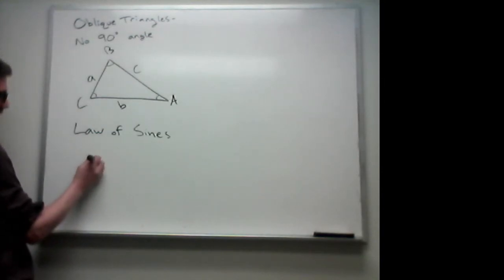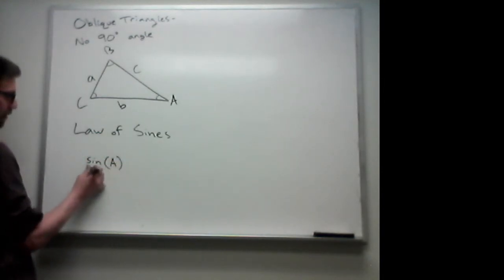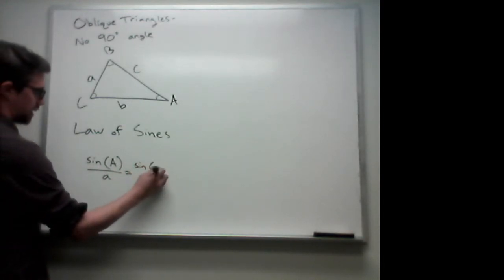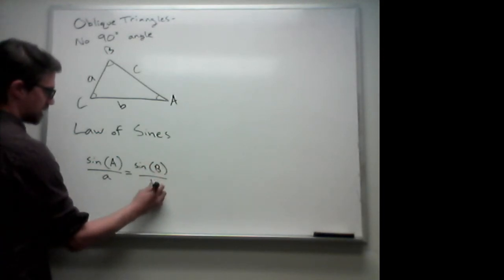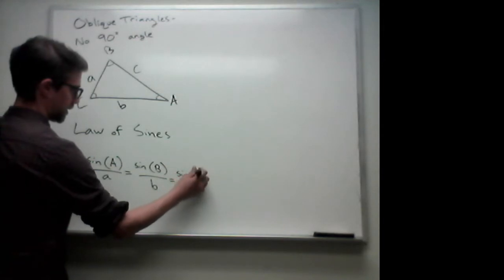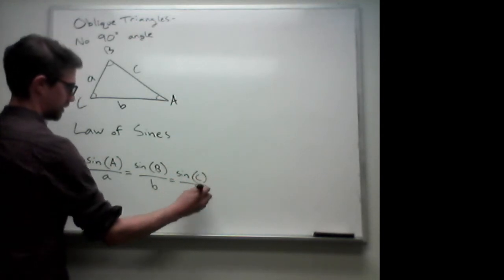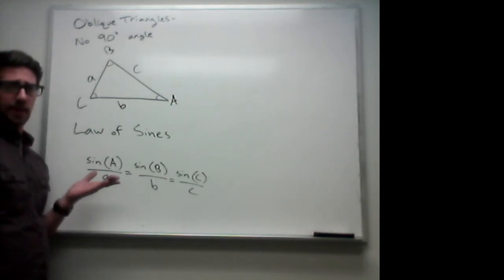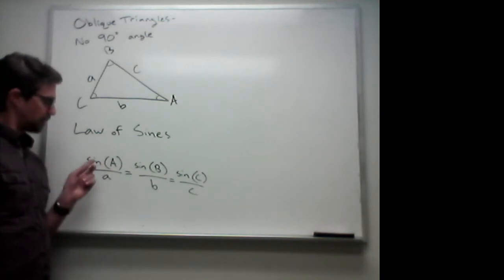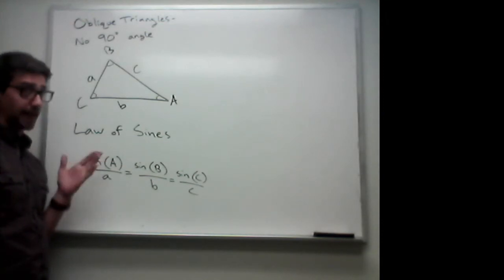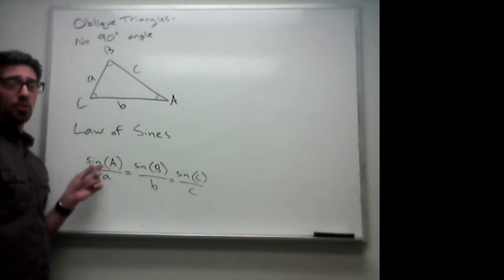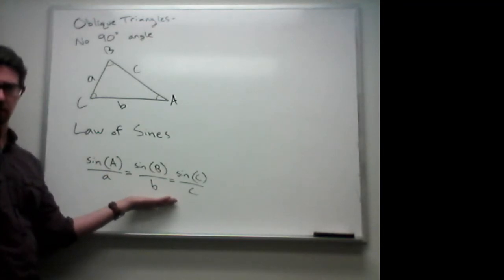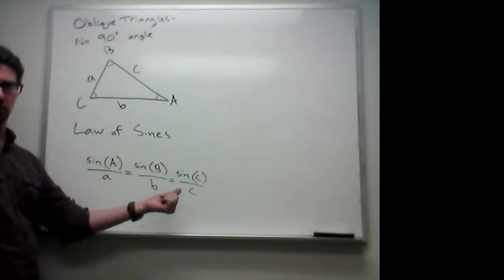It just says that the sine of angle A over side A has to equal the sine of angle B over side B, which has to equal the sine of angle C over side C. And that's it. That's the law of sines. If you had to say this in layman's terms, you would say that in any triangle, no matter what, the ratio of the sine of the angle to its corresponding side is exactly equal for all three angles, right? So this over this equals this over this equals this over this.